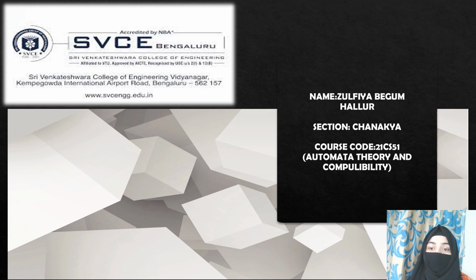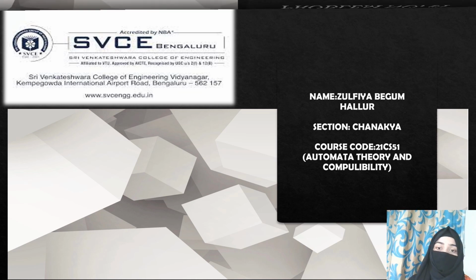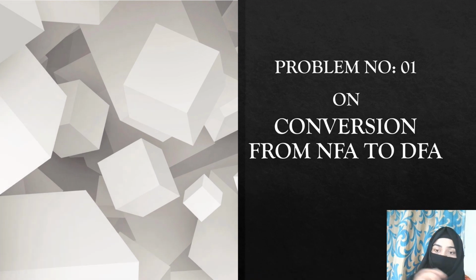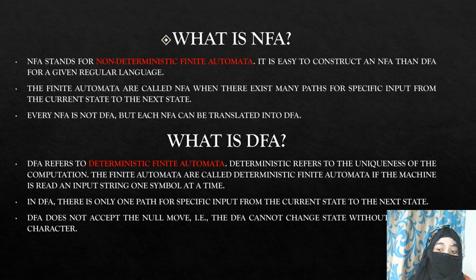We are going to learn a problem from the subject Automata Theory and Computability, whose course code is 21CS51. So basically the problem is from the conversion from NFA to DFA. Before moving to the problem, let's know what is NFA and DFA.